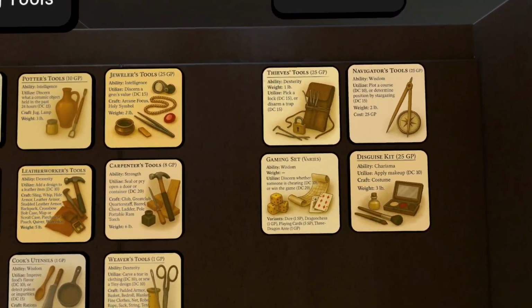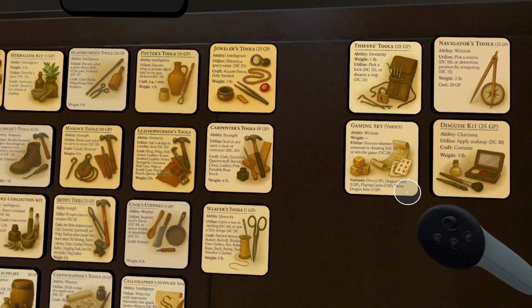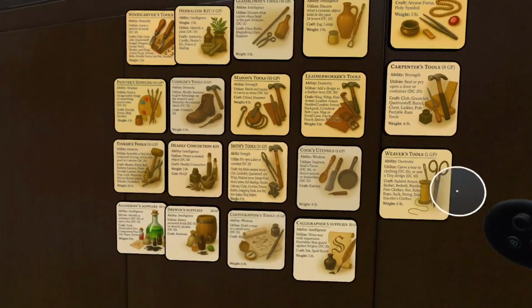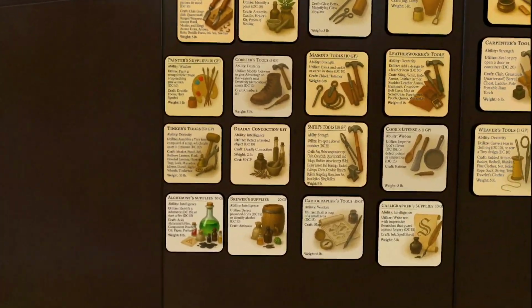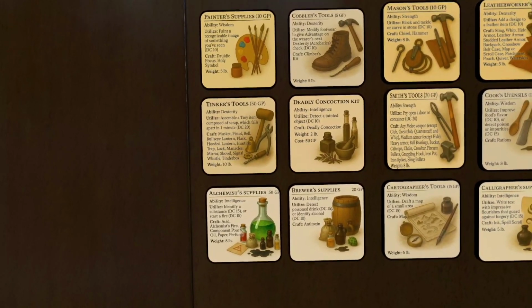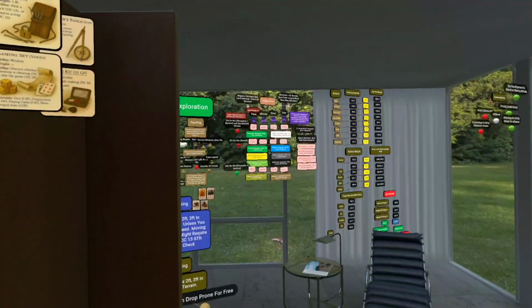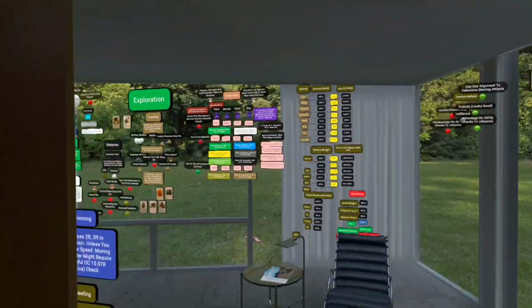General tools, navigator's tools, thieves' tools, etc. It's funny, for the poisonous kit, it wouldn't actually let me use the word poison. So I had to call it a deadly concoction kit instead, because it wouldn't have any of that. All right, so what else?